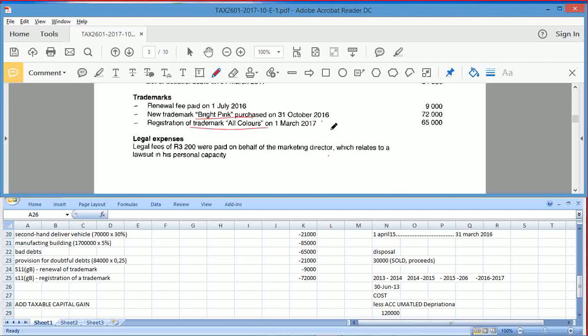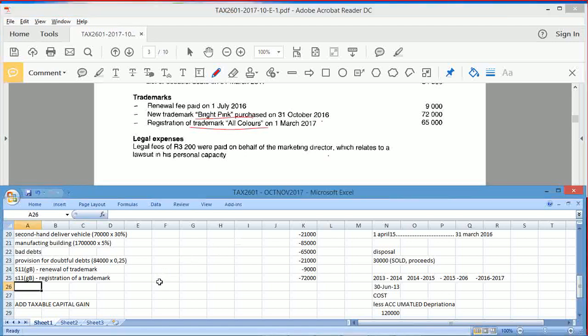exceeding. Okay, so this is what we're going to have to do. We're going to have to show 5% or 10%. Right, so are they less than 5,000? No, they're both greater than. Okay, so what do you think the first one is going to be? Bright pink.